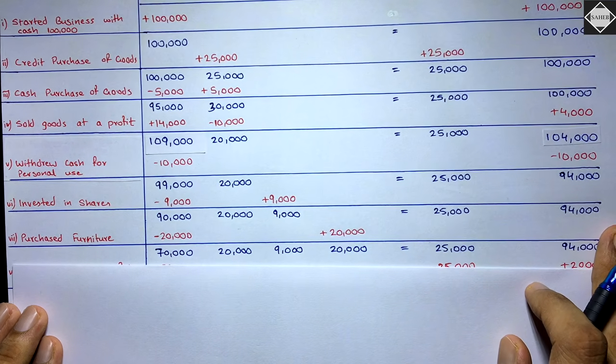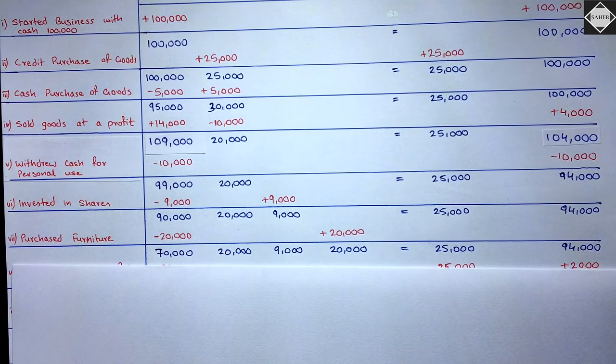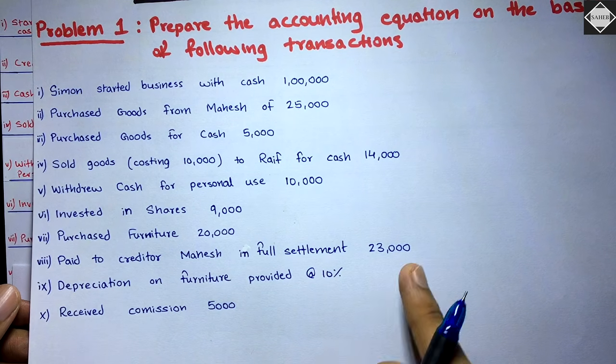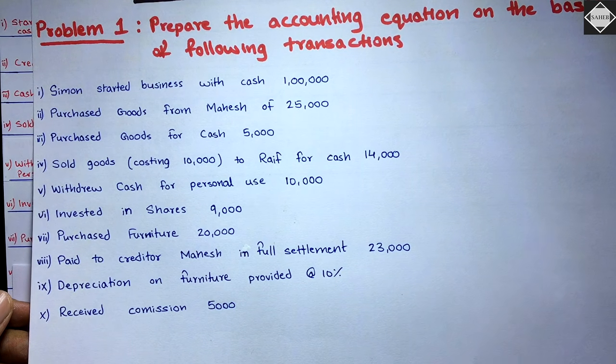No change on right hand side. Is that clear? It's very simple. And then the next transaction, see here, paid to creditor Mahesh in full settlement 23,000. Now this is also a bit tricky transaction.